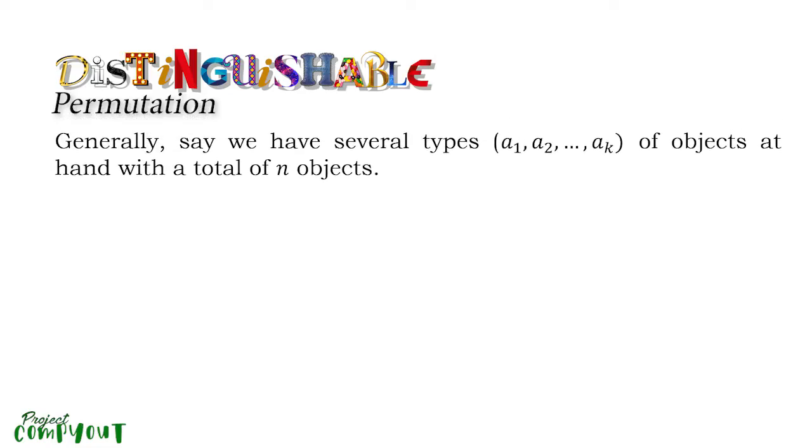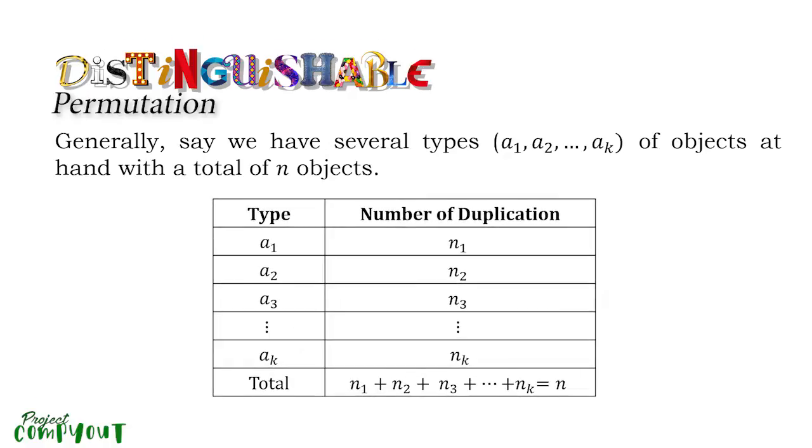Generally, say we have several types of objects at hand, such as A sub 1, A sub 2, up to A sub k, with a total of n objects. Type A sub 1 is duplicated n sub 1 times. Type A sub 2 is duplicated n sub 2 times. Type A sub 3 is duplicated n sub 3 times, and so on until type A sub k is duplicated n sub k times, where the total of all n sub k is equal to n. The duplications are eliminated by dividing by the factorials of all n sub k.